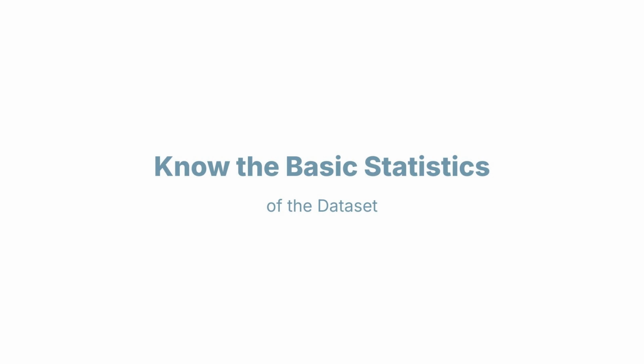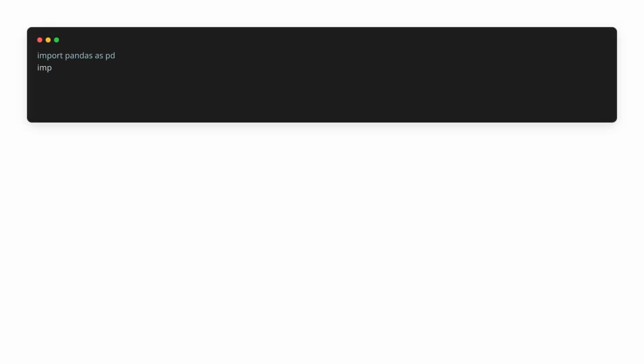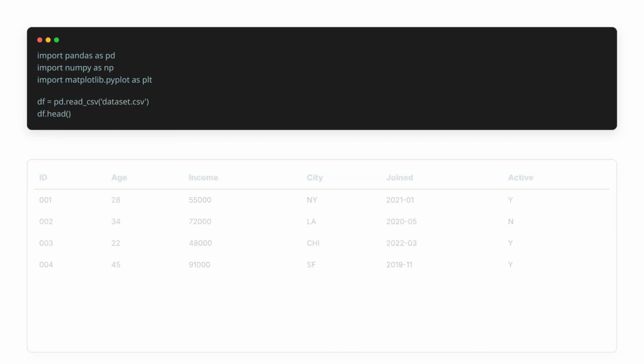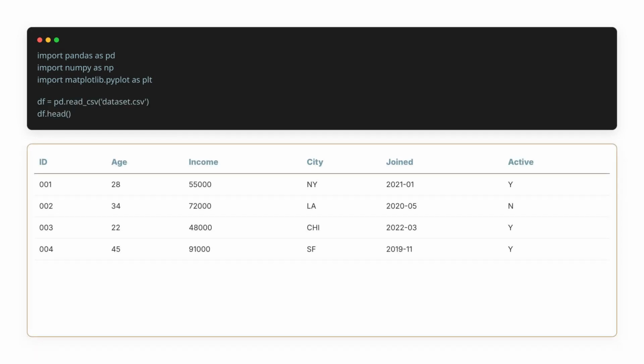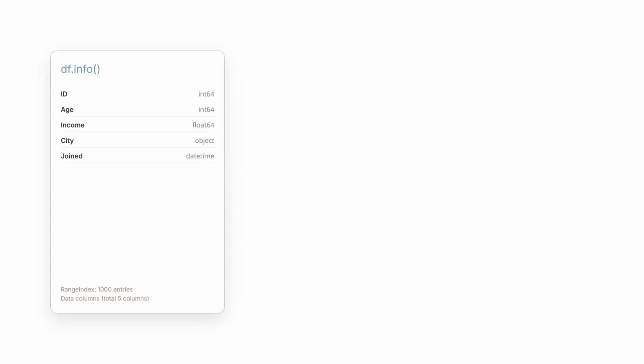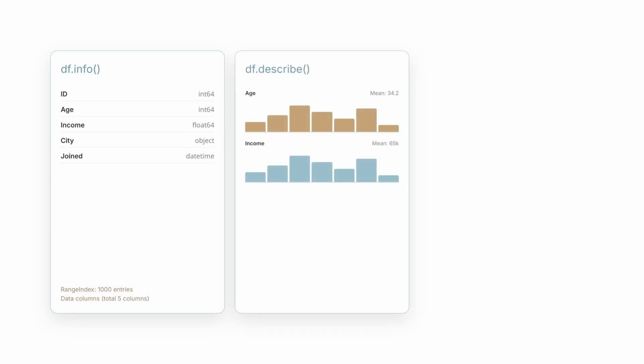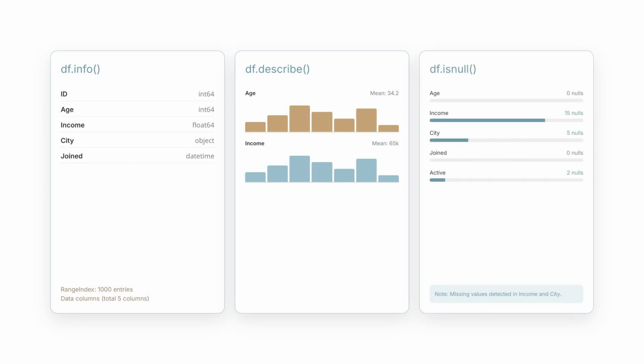Firstly, know the basic statistics of the dataset by importing the core Python libraries for data manipulation and visualization, to get a high-level understanding of any dataset using functions like info and describe, to inspect data types, basic statistics, and overall structure. We then focus on detecting and quantifying missing values, turning raw counts into percentages and visualizing them to reveal which fields may need attention before deeper analysis.